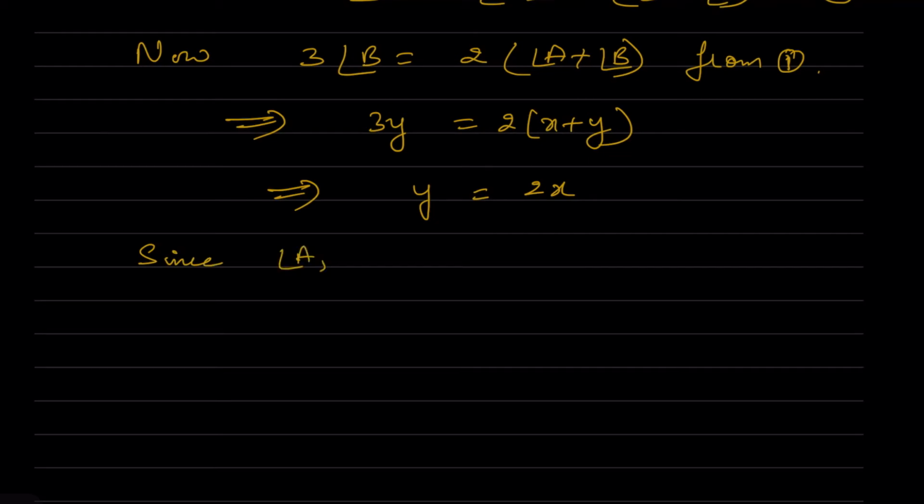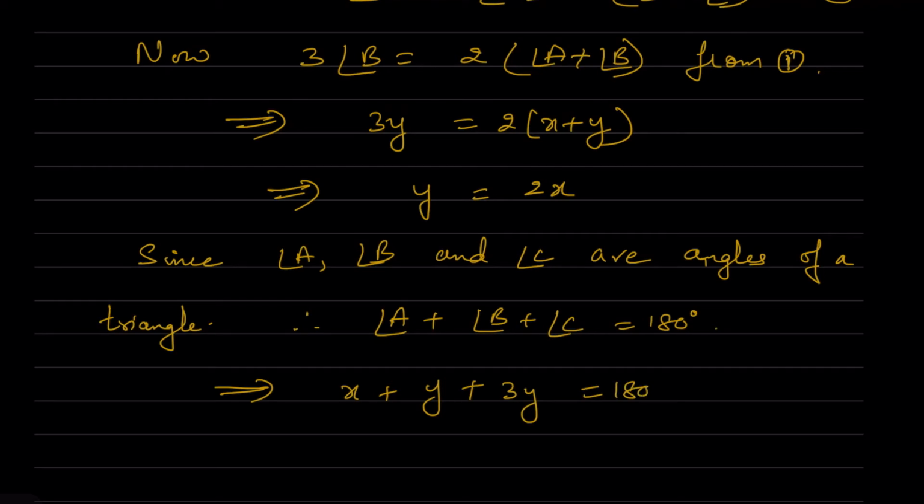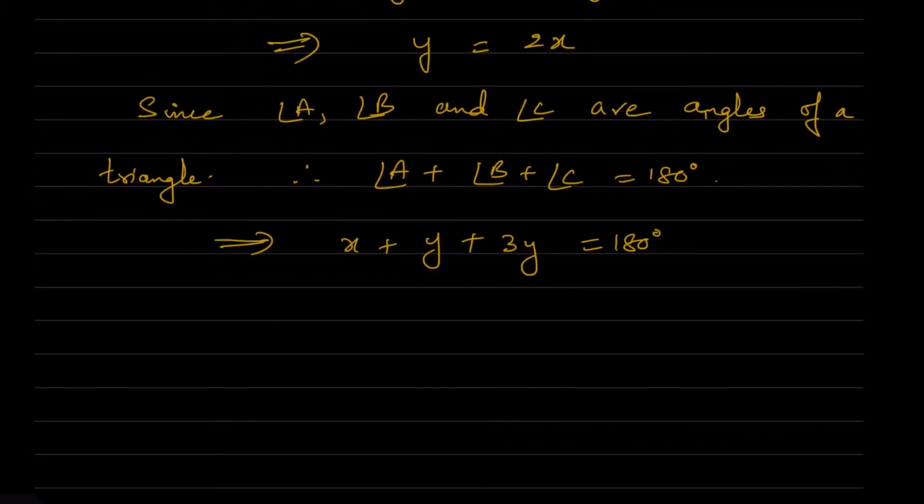So therefore since angle A plus angle B plus angle C are angles of a triangle, you know that sum of three angles of a triangle is nothing but 180 degrees. So therefore angle A plus angle B plus angle C is equal to 180 degrees, which implies x plus y plus 3y is equal to 180, or x plus 4y is equal to 180.